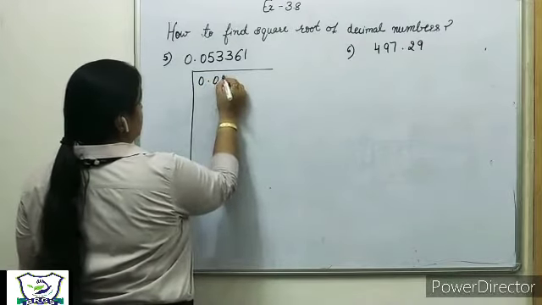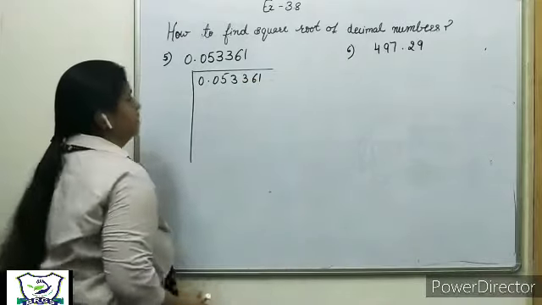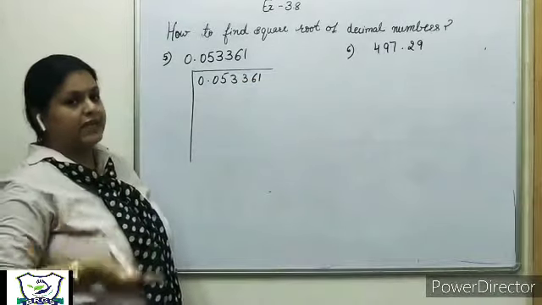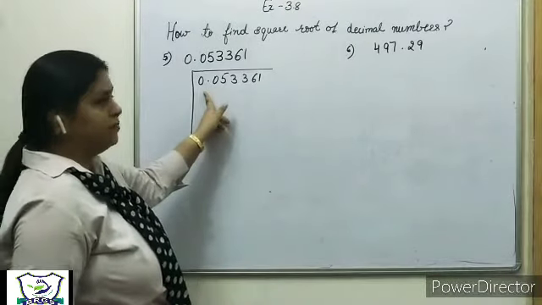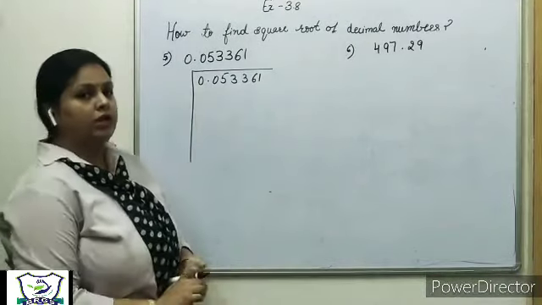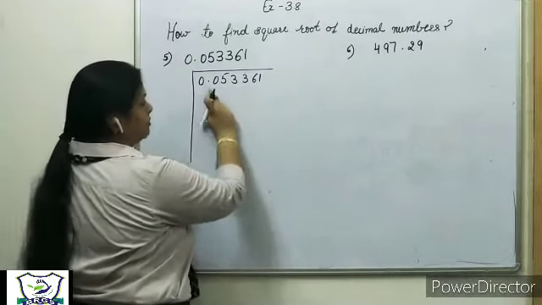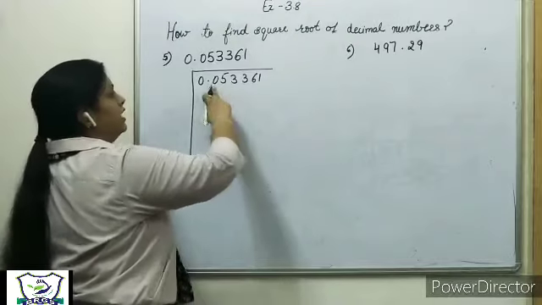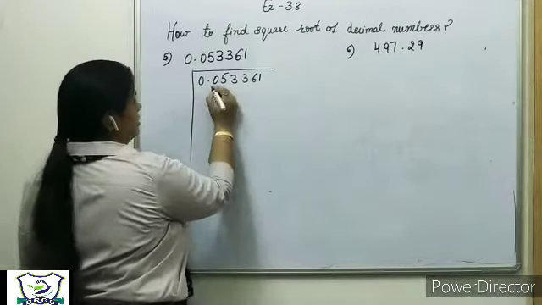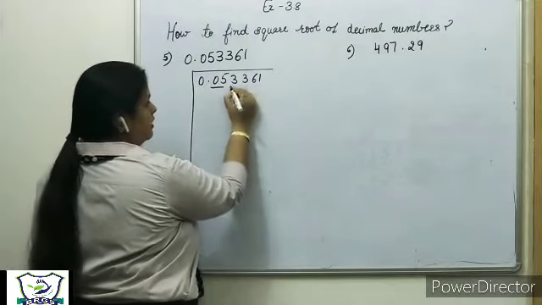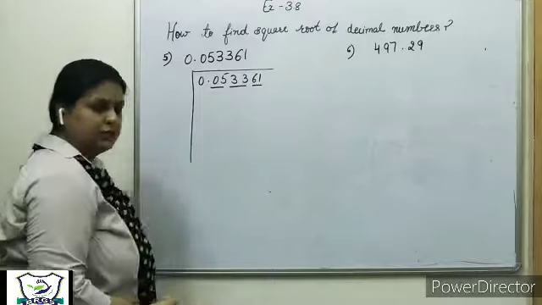0.053361. So the first step is to make pairs of the decimal part, because the whole number part is containing only 0, so it will be 0 only. For the decimal part, we will start making pairs from the left hand side and move towards the right hand side. First pair is 05, second is 33, and third pair is 61.